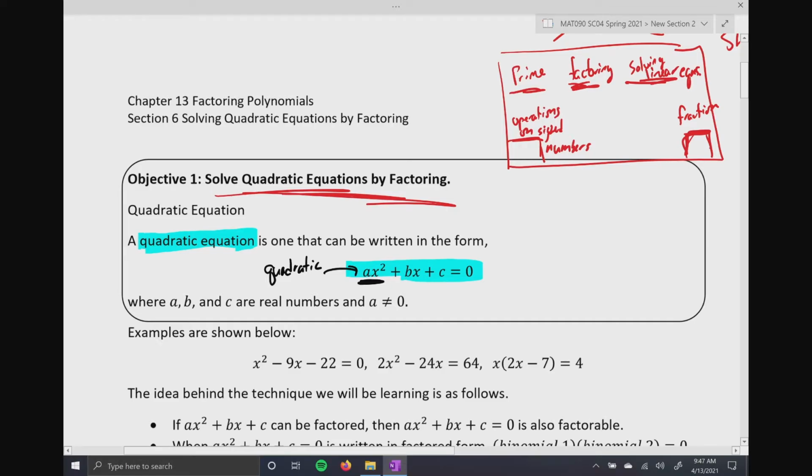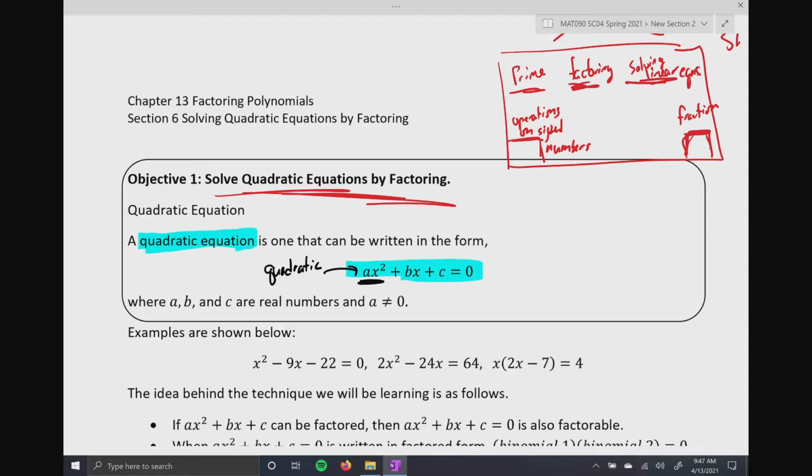So some examples of quadratic equations I have are below. Something like x squared minus 9x minus 22 equals 0. That's a quadratic equation. 2x squared minus 24x equals 64. That's a quadratic equation because the highest degree, the highest exponent, is the number 2.